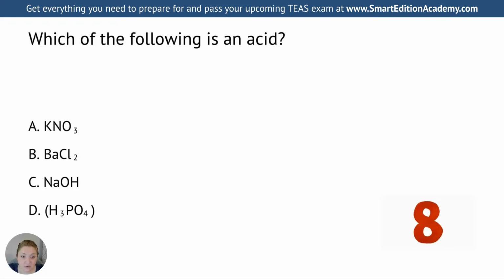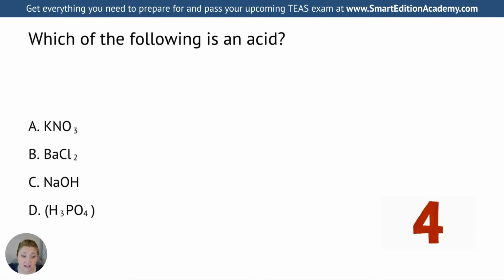All right, the question says, which of the following is an acid? So you might not have all the chemical formulas memorized. I do recommend memorizing some very common ones. However, there are some tips and tricks to help you use process of elimination if you do not have the chemical formulas memorized. So remember with bases, they're going to contain an OH in a lot of their formulas. And with acids, they're going to start with an H at the beginning. So let's take a look at our answer choices here.